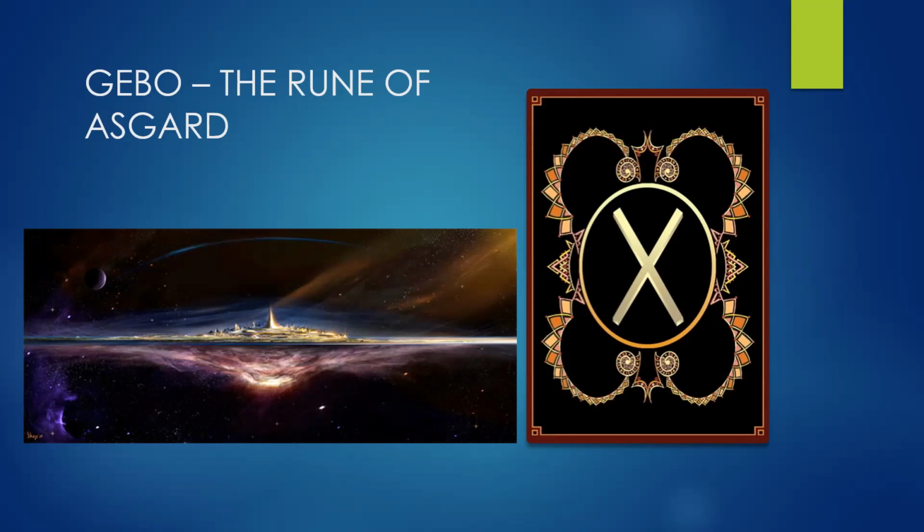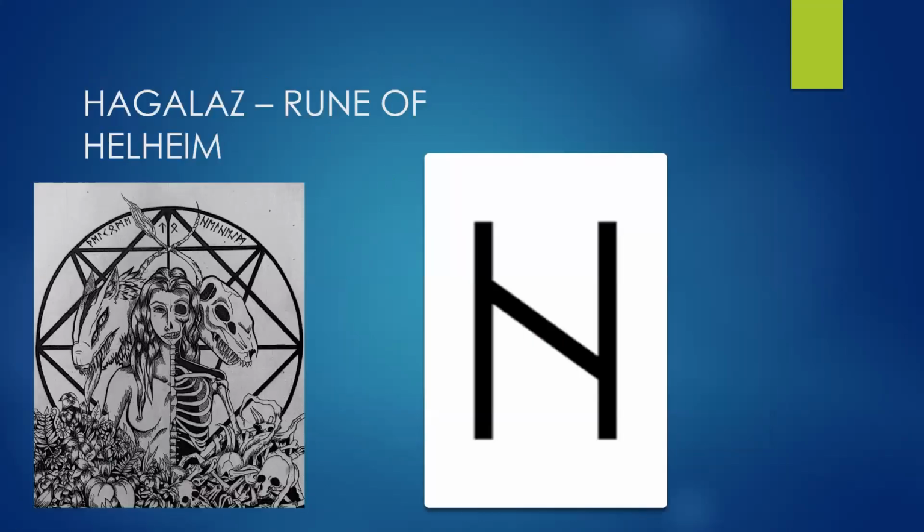Because whether you're negotiating with your boss or negotiating with the gods, the power dynamic might be different. But ideally, the exchange itself will be beneficial and agreeable to both sides as a compromise. So that is Asgard and Gabo. And now we're almost done here.